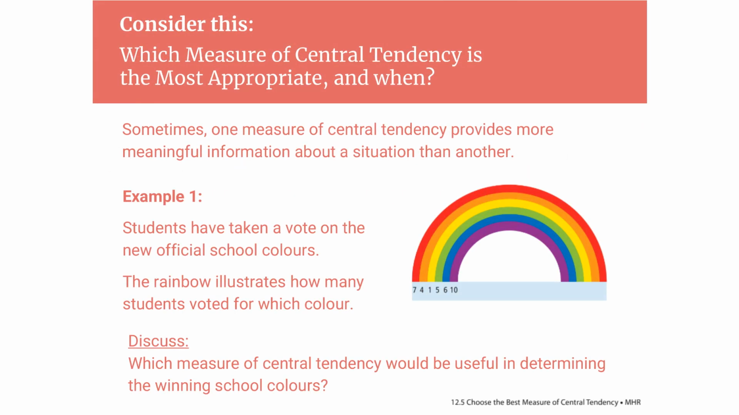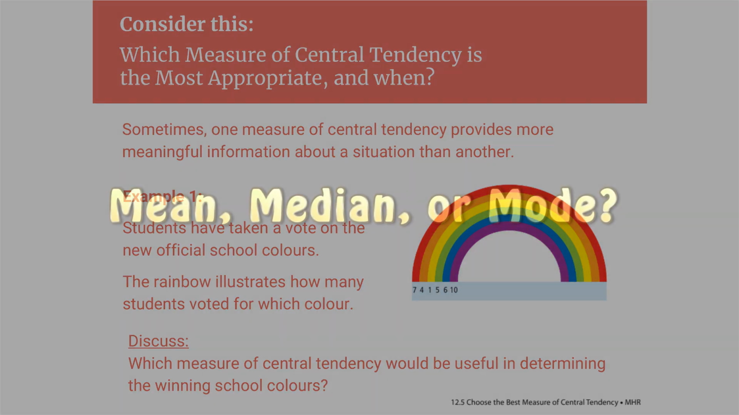Let's consider this problem. Which measure of central tendency is the most appropriate and why? Sometimes one measure of central tendency provides more meaningful information about a situation than another. In this example, students have taken a vote on the new official school colors. The rainbow illustrates how many students voted for each color. So 7 voted for red, 4 for orange, 1 for yellow, 5 for green, 6 for blue, and 10 for purple. Which measure of central tendency would be useful in determining the winning school colors?